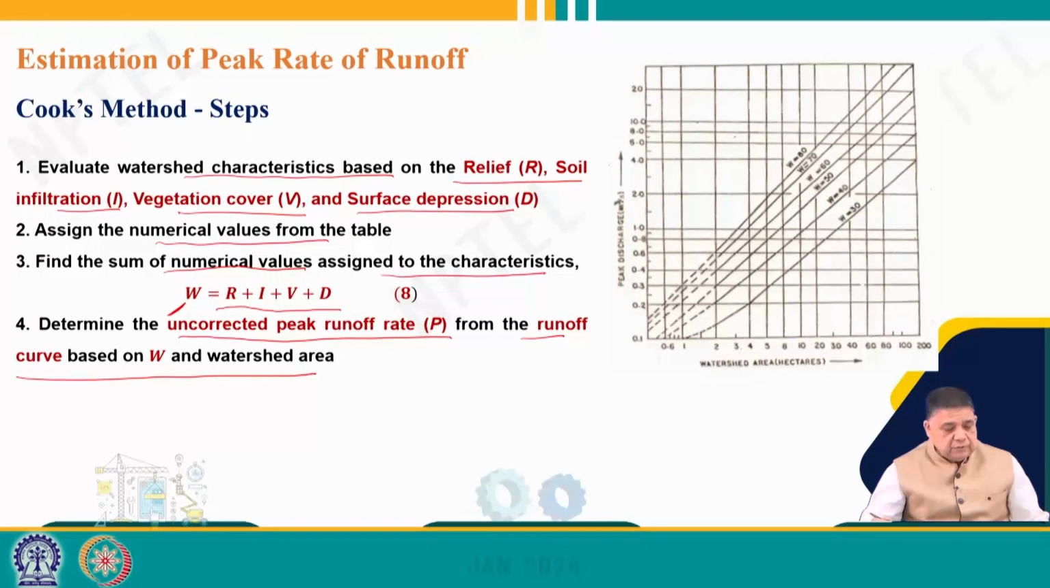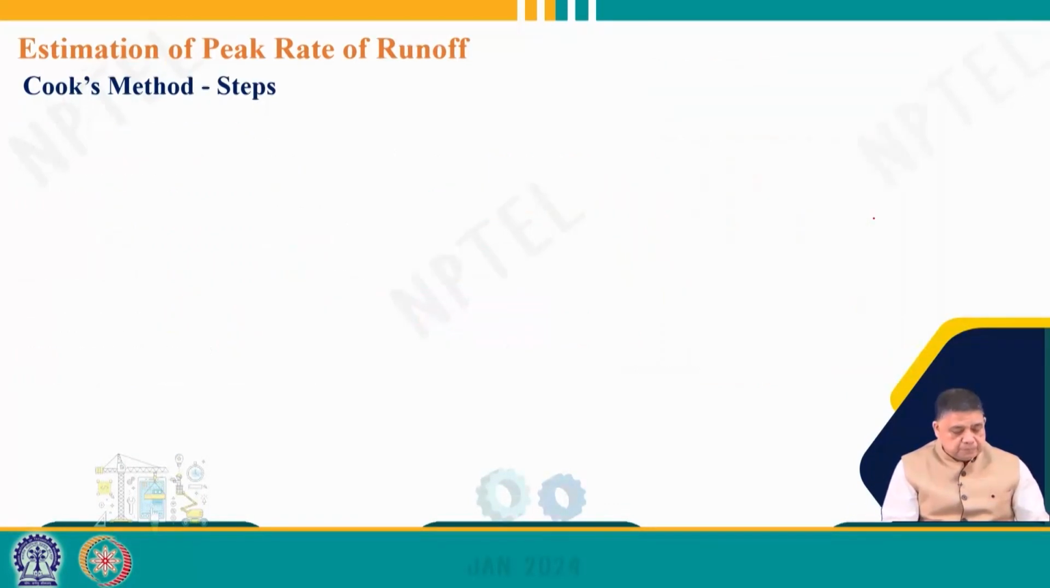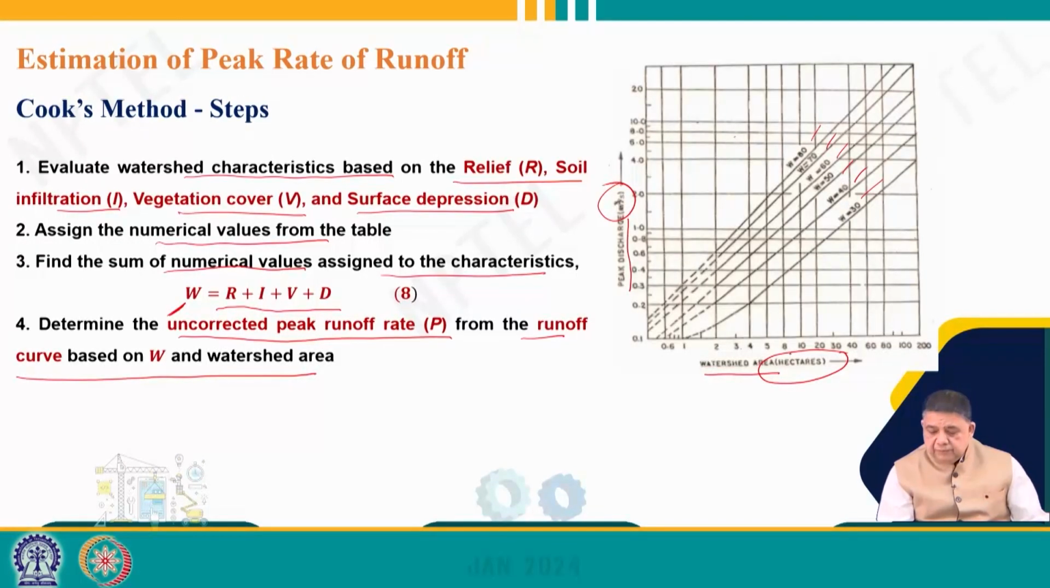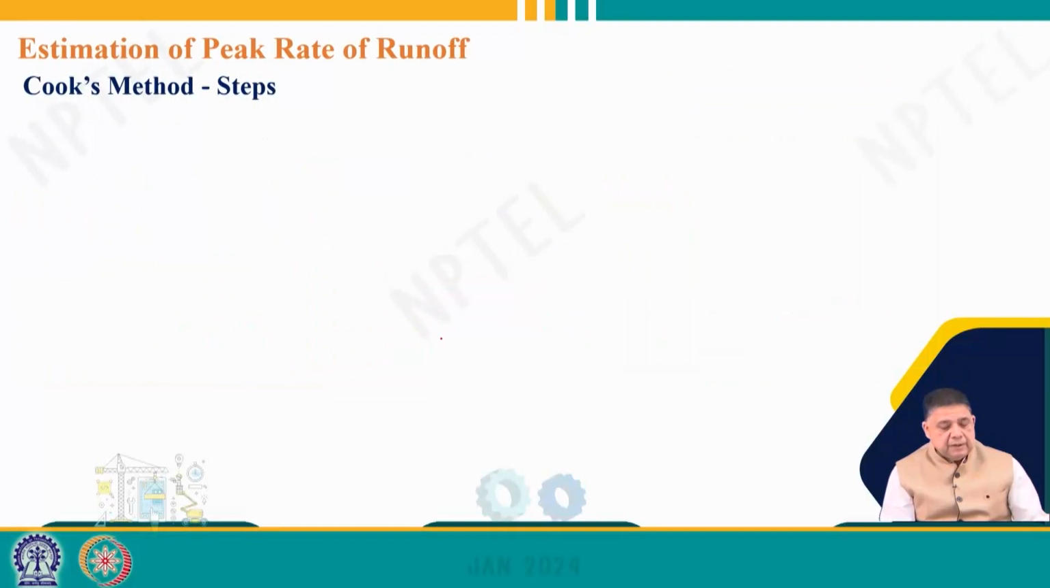So, basically SCS or USDA has provided a ready-made curve where peak runoff in cubic meter per second is related to watershed area in hectares, and you can see that there are different curves for different W values. W, you remember, is the sum of the numerical values assigned to these 4 characteristics. So, depending upon whether W is 30, 40, 50, 60 or 80, these curves can be used. If you know the watershed area and we already know the W value, we will find the discharge from here. Say for example, if the watershed area is around 8 hectares and W is equal to 80, then we will get the peak discharge here, which is referred to as the uncorrected peak runoff rate P in Cook's method.